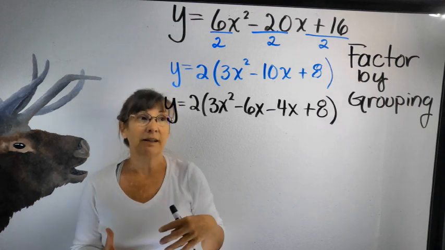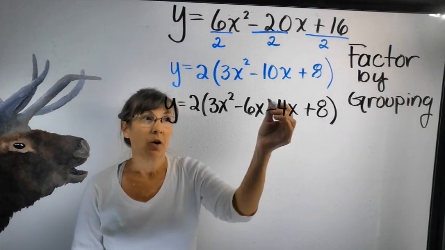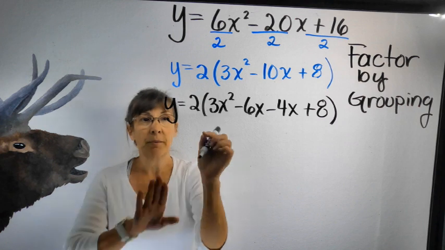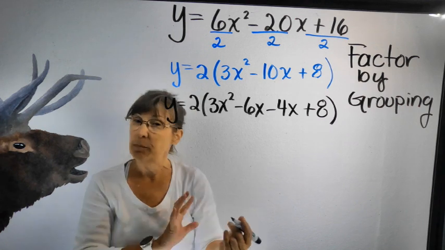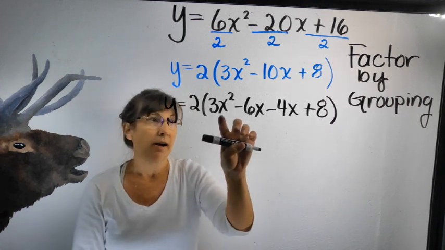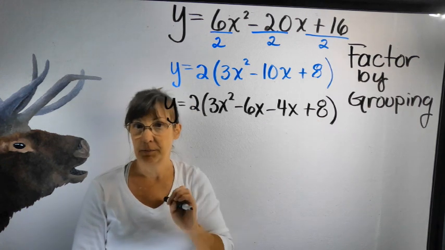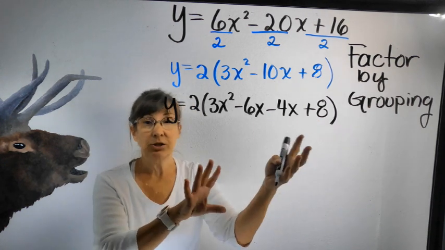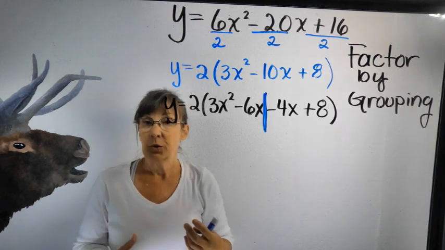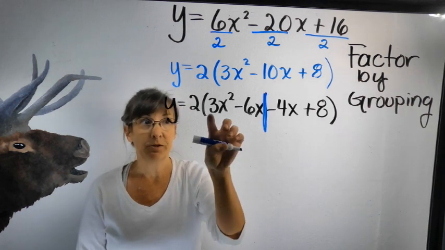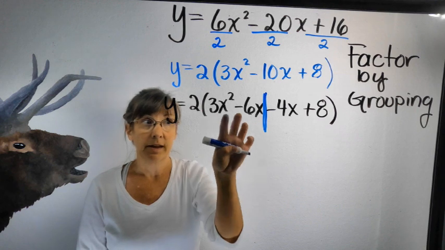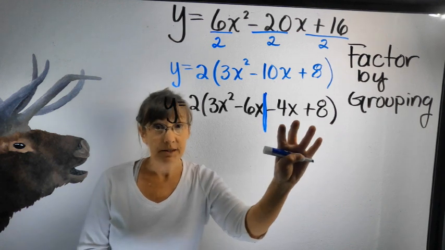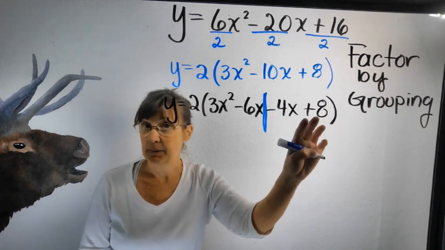So next up, let's go for the grouping part. What I'm going to do is ignore this 2 right now. That'll be part of my final answer. I just want to focus on what's inside of the parentheses right now. And I'm going to split this into 2 groups. So as you can see, I have these 2 terms, 3x squared and then -6x. And in this group, I have -4x and a +8.